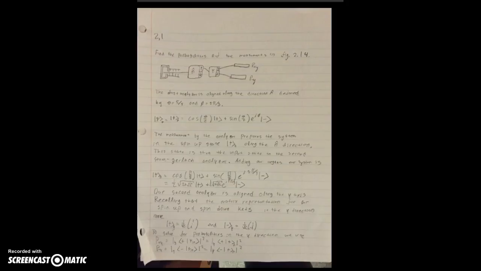For my standard 2.1, I chose to do question 2.8 out of the book, and it asks us to find the probabilities of the measurements shown below in figure 2.14. Here I have drawn figure 2.14.